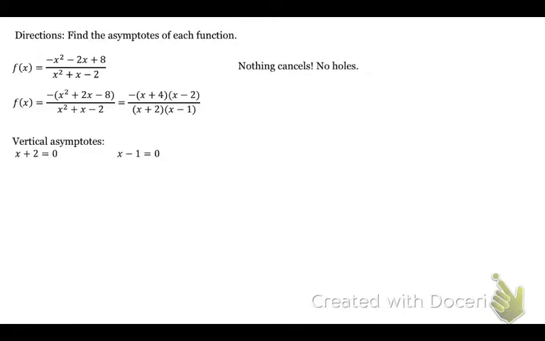So then let's find our vertical asymptotes, which, good, I did it. So look at the bottom and set it equal to 0. So we have x plus 2 times x minus 1 equals 0. So that means x equals negative 2 and x equals 1.